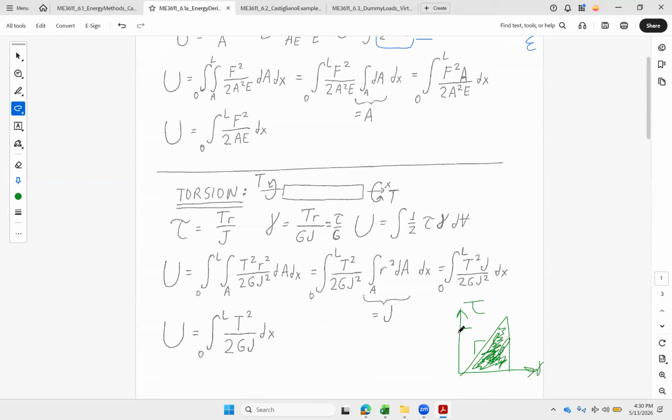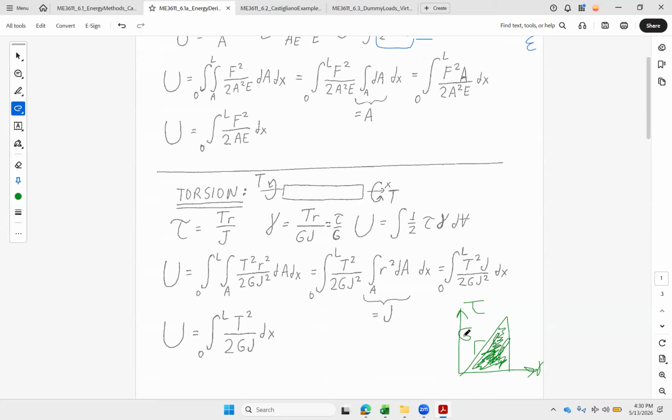I know it's late in the afternoon. It's just the shear modulus, right? So we've got the same kind of curve, but it goes up with a slope of shear modulus. Tau equals G times gamma. So tau, we know, is TR over J, that's our polar moment, our torque, and our radial position. Gamma is tau over G, so TR over GJ.